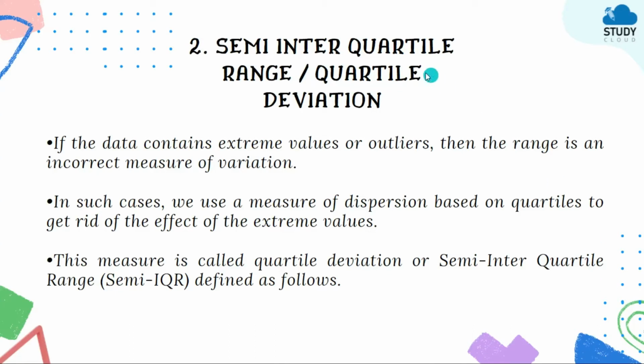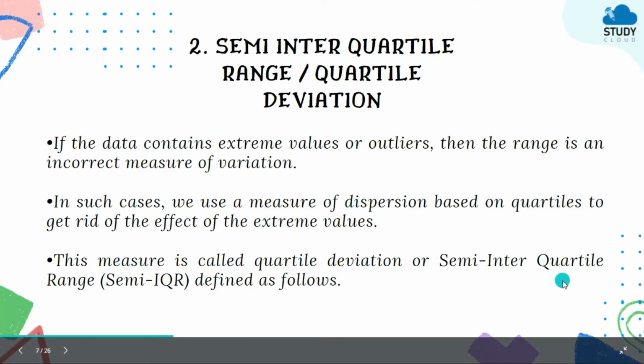The second part is semi-interquartile range or quartile deviation. If the data contains extreme values or outliers, then the range is an incorrect measure of variation. In such cases, we use a measure of dispersion based on quartiles to get rid of the effect of the extreme values. This measure is called quartile deviation or semi-interquartile range, and it is defined as follows.